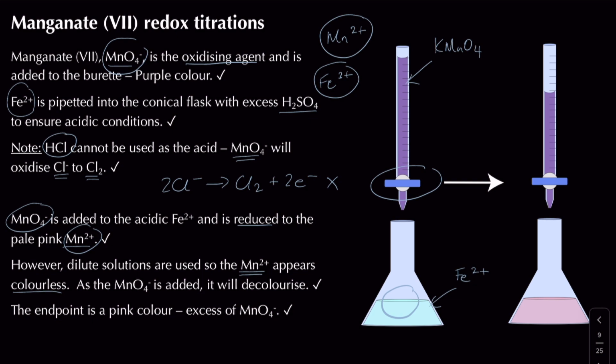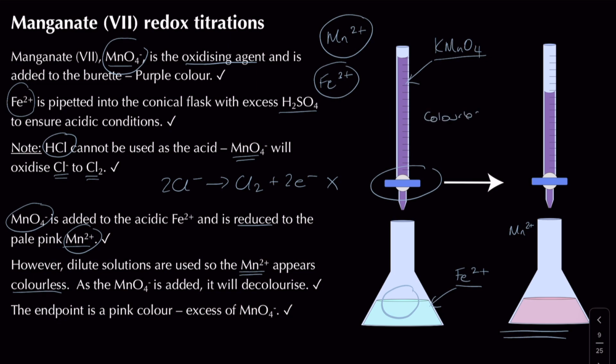Now, what about my endpoint in this titration? I've got manganate, which is purple, and iron 2+, which is normally green, but you can't actually see it because it's in a very low concentration. Going from iron 2+ to 3+, we won't be able to detect any change because the concentrations are so low. But if I've oxidized all of my iron 2+ and formed iron 3+, any further manganate that I add into the conical flask is going to be in excess. That's what gives rise to this pale pink color, along with the fact that we've got manganese 2+ in there as well. So that's how we know our endpoint. It goes from colorless to pink.